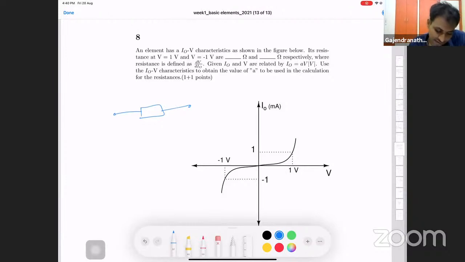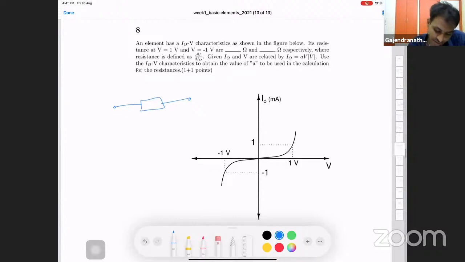So basically, dI0/dV is what we want to find, right? So what is the relationship? I0 and V are defined through this relationship. Okay. So what are we interested in? We are interested in finding its slope at 1 volt and minus 1 volt.